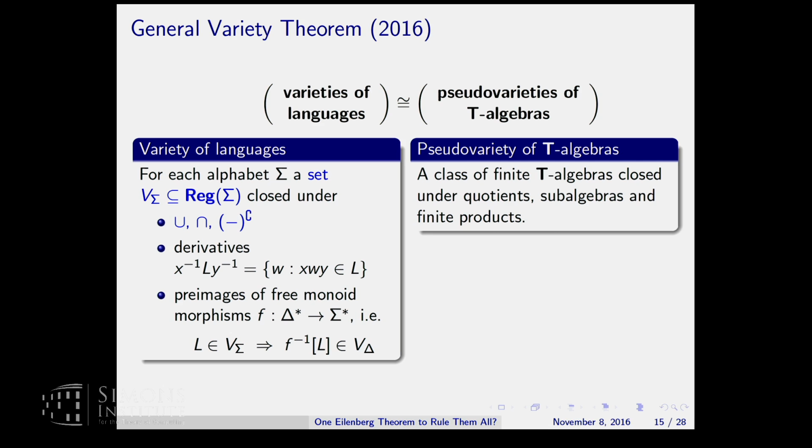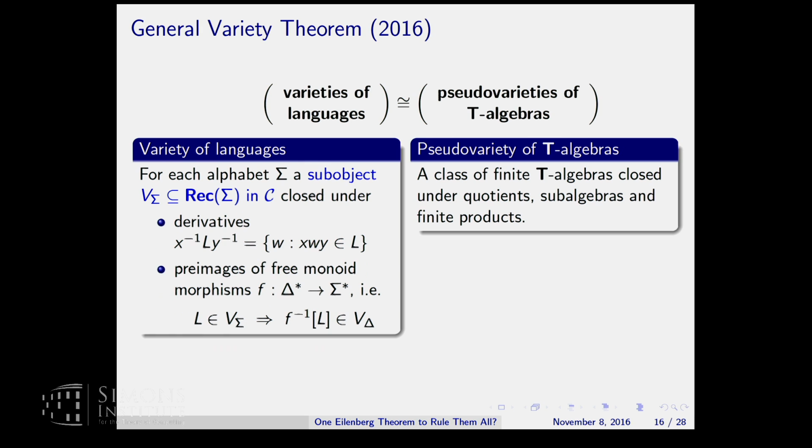saying a subset of the regular languages closed under Boolean operations. What's that supposed to be? We've replaced Stone duality, so Boolean algebras and Stone spaces, by something more abstract. So what we should get is what corresponded to the Boolean algebra. That's this category C here. And some subset closed under something is just a sub-object.